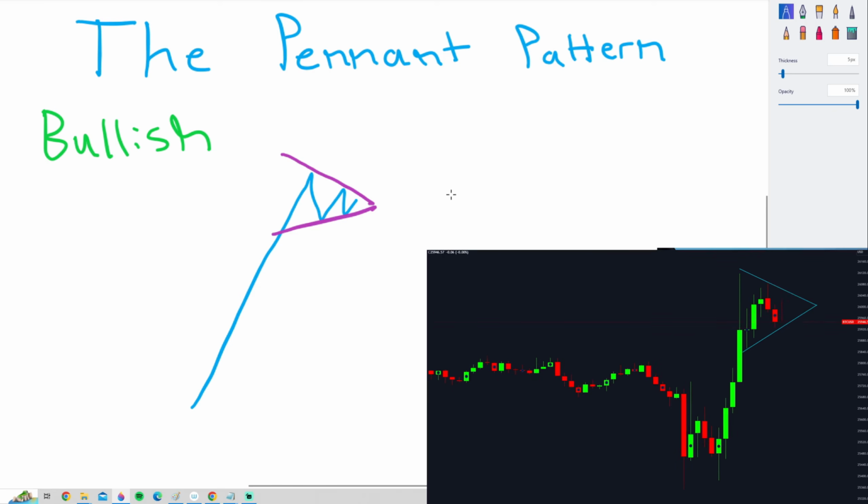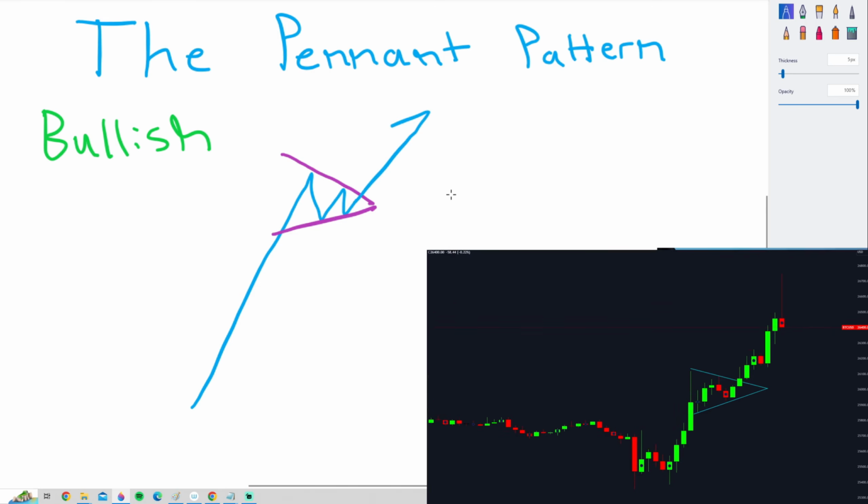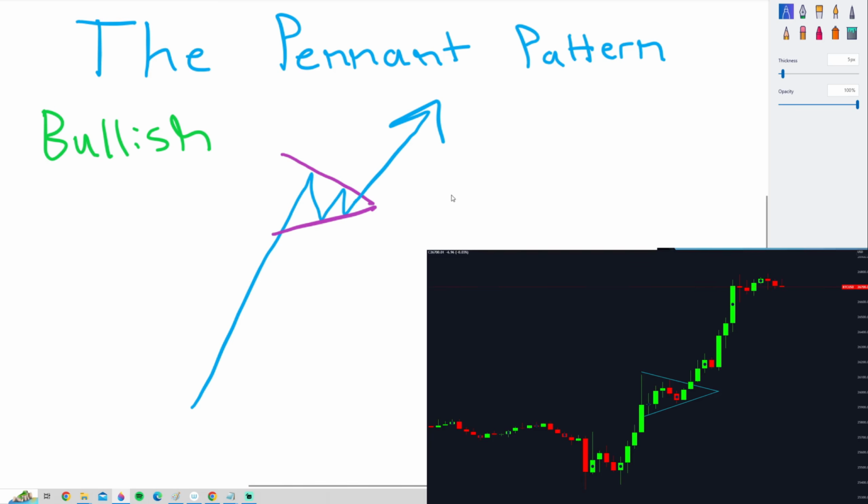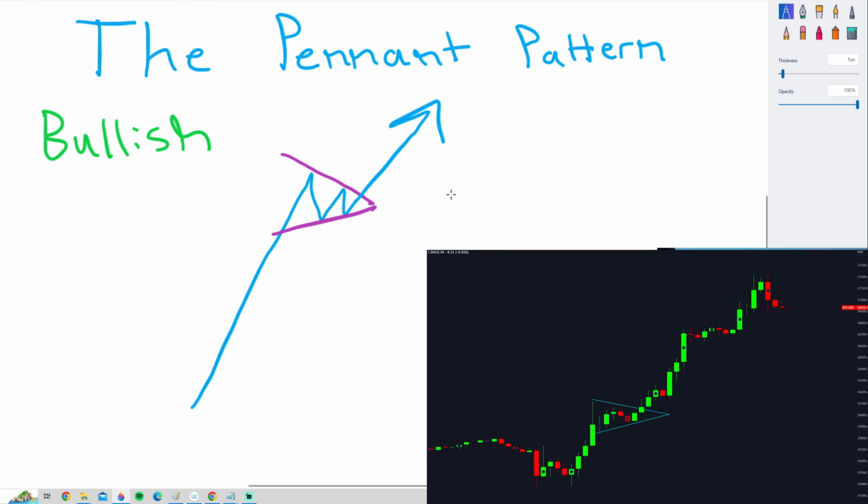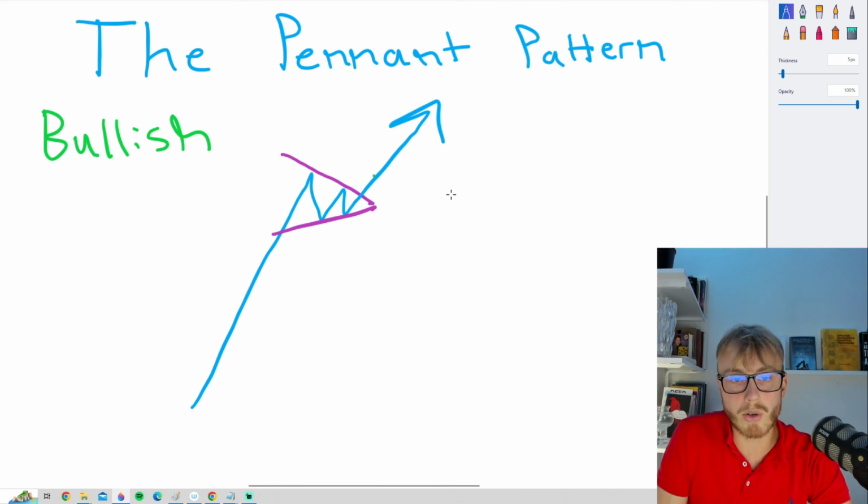And what we're looking out for here is the break of this pennant. The entry point for this one is pretty straightforward. Here you pretty much always enter at the breakout. So right here is your entry. As for your exit, you want to set your stop loss below the highest low here before the breakout. So you have your stop around here.